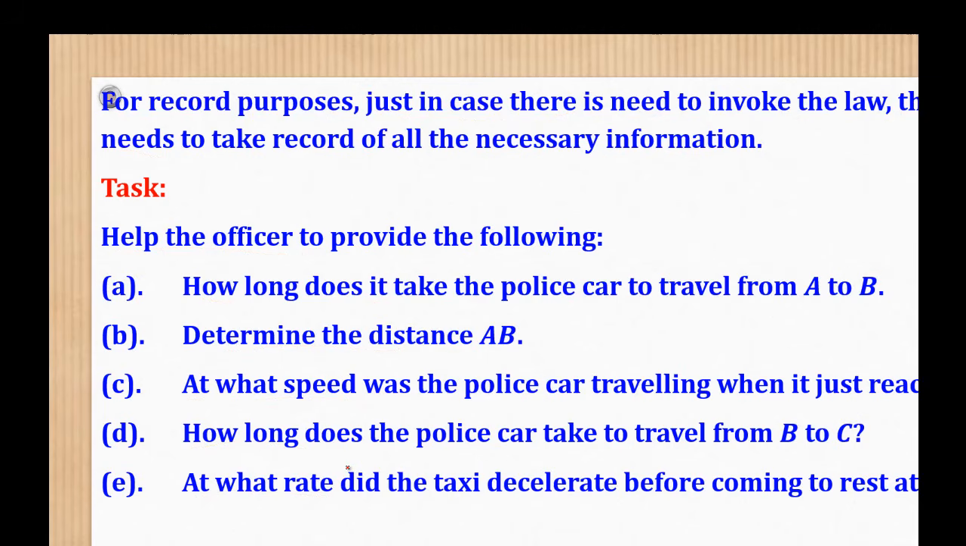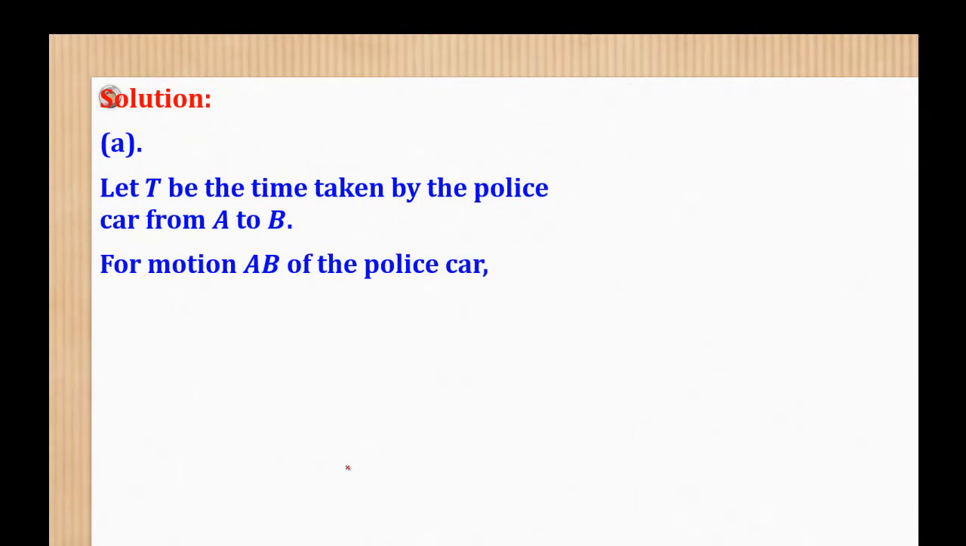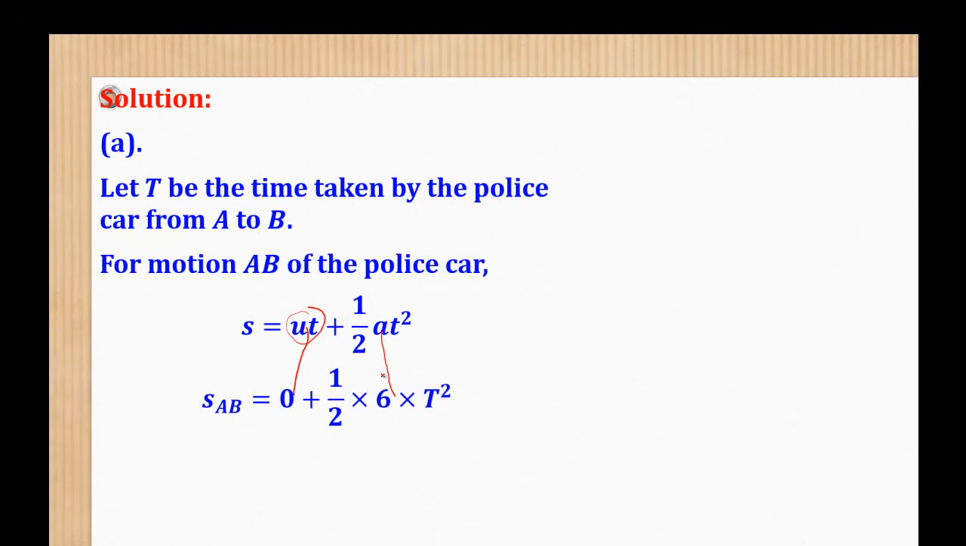Okay, so here we shall say let T be the time taken by the police car from A to B. So for motion AB of the police car, using the second equation of motion, we shall substitute. Here it began from rest, that's why it is 0, accelerated at 6 meters per second squared, and took time capital T. So that gives us equation 1.